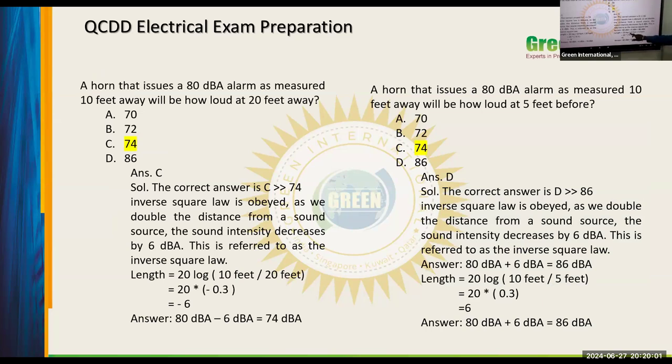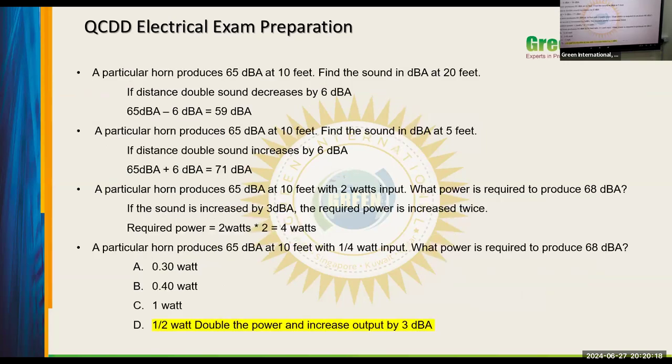So there is no need to use the log formulas, though this is how we arrive at the data. From the exam point of view, just remember: double the distance, we subtract 6 dB. If we come forward, we add. We know the logic, because if the distance increases, sound decreases, so that's why we subtract. For easy understanding, I keep this: 65 decibels at 10 feet. So at 20 feet, we subtract 6 dB. So the answer is 6.